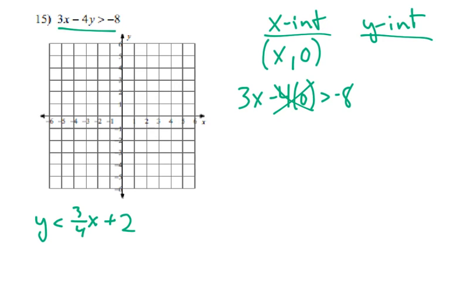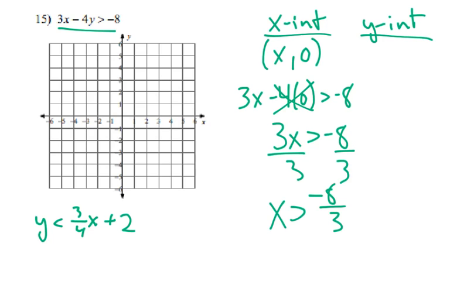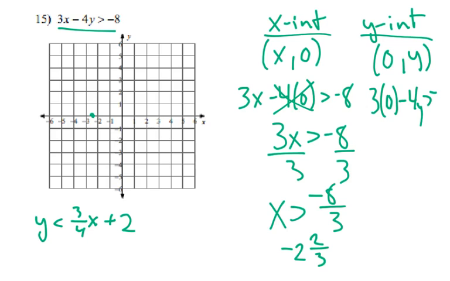And then that becomes 0, so I'm left with 3x is greater than -8. Divide by 3. x is greater than -8/3, which becomes -2 2/3. So -2 2/3, there's my x-intercept, about right there. For the y-intercept, the x is always 0.